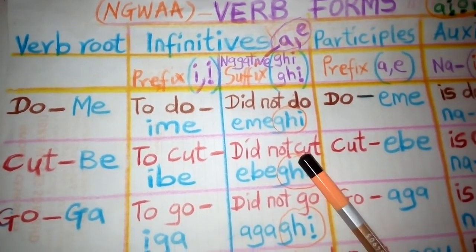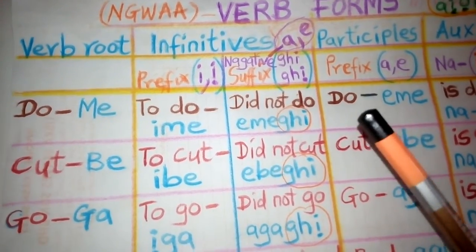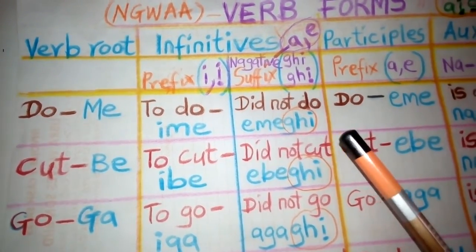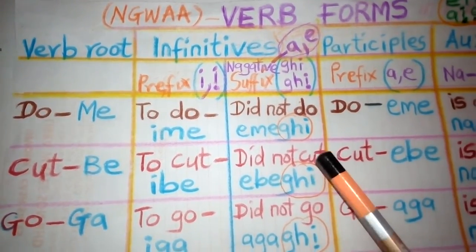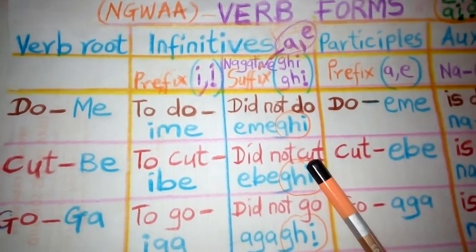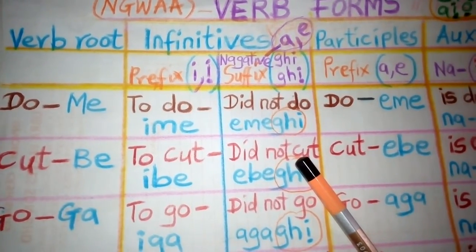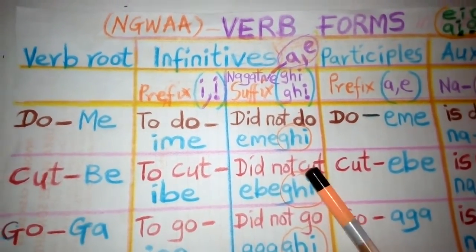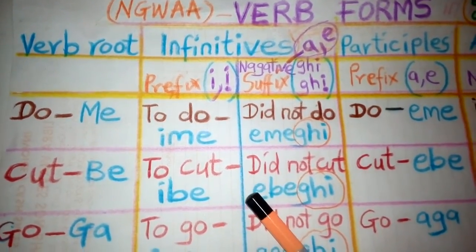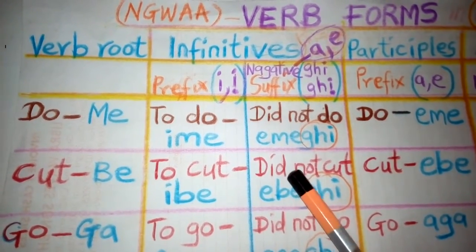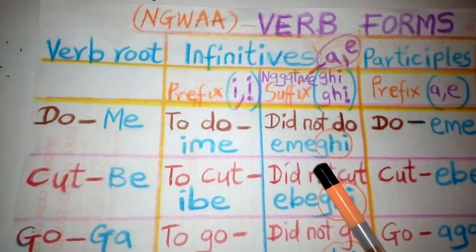In today's video I'm going to be teaching about infinitive forms, participles, and the auxiliary form of verbs. The infinitive form of a verb in the English language comes after "to" in a sentence. That is, to jump, to do, to cut.